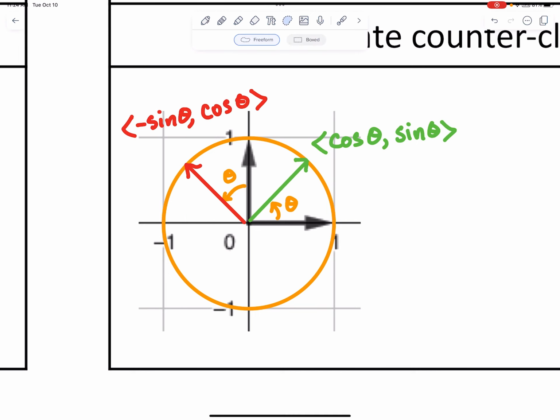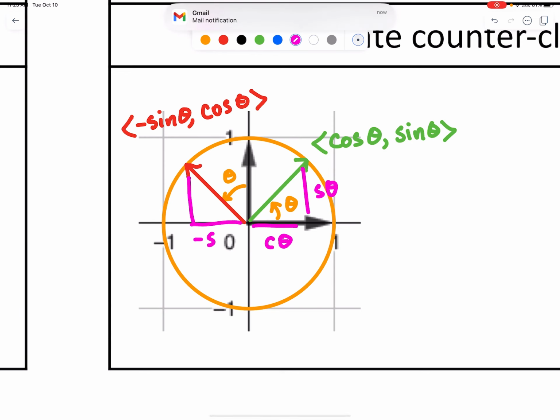I will point out that if you take this vector and you dot product with this vector, you will get 0. Furthermore, the slopes are negative reciprocals of each other, and based off similar triangles, if this is cosine of theta, I'll just say c theta, and this is sine theta, I'll just say s theta, then by similar triangles, we know that this had to be negative sine theta and this had to be cosine theta. So there's a variety of ways in which we might confirm that this is in fact the correct coordinates of the image of the j vector.